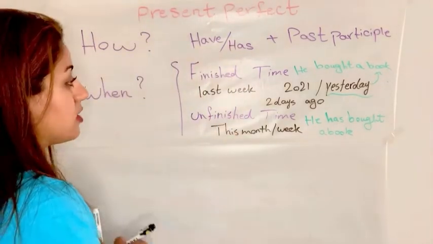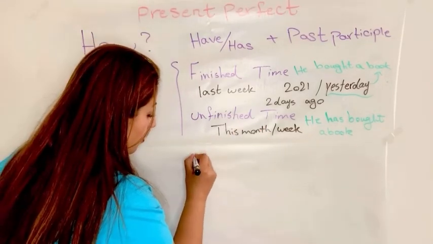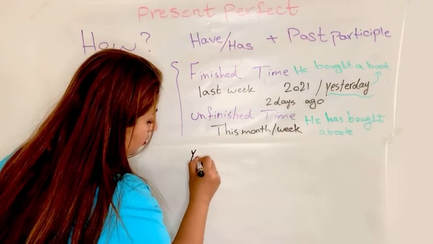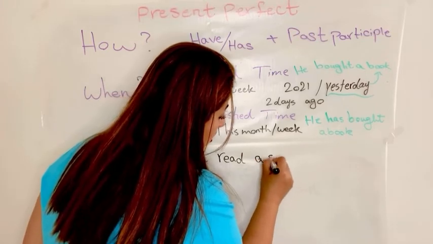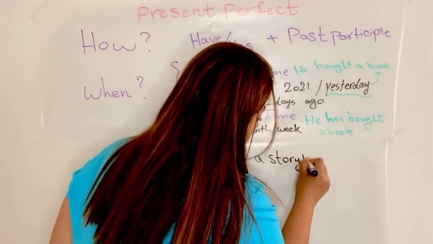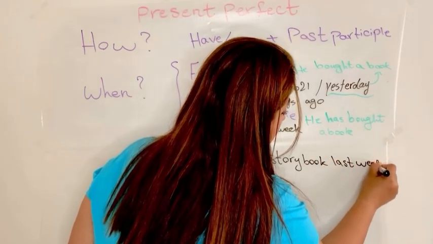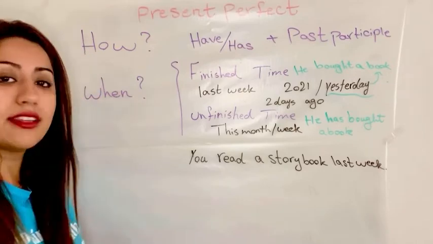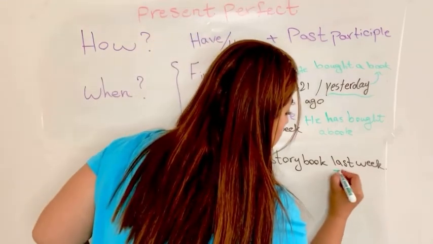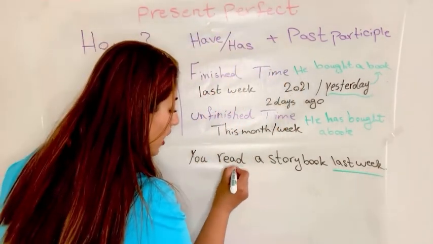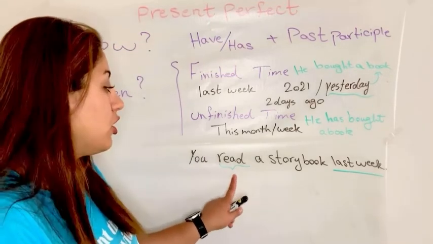Now let's make some more examples. I give you some sentences. You try to change them to present perfect form. We have: you read a storybook last week. We have a time expression here as it is finished time, and also we have the verb, the past form of the verb read. You read.